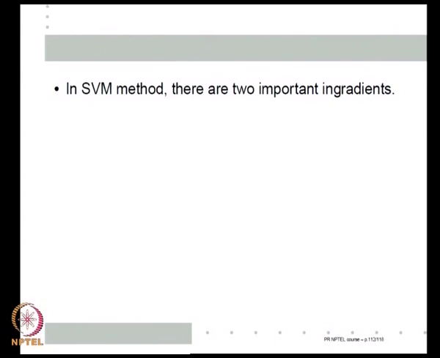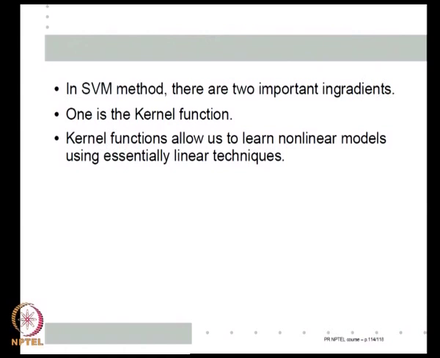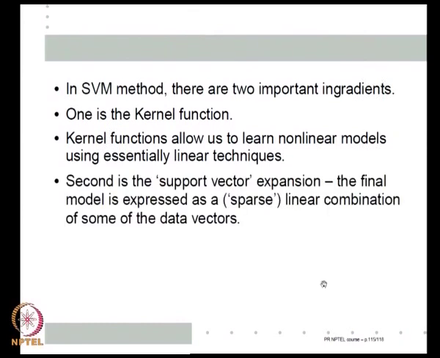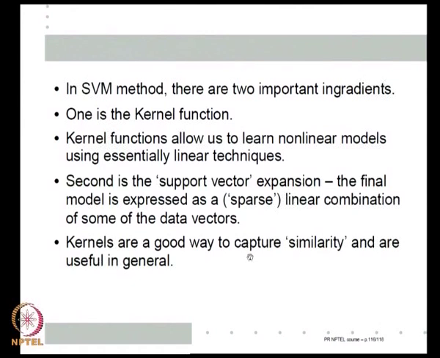Okay. So, to go further on this, let us see that the SVM method has two important ingredients. One is the kernel function. The kernel function allows us to learn a nonlinear model using essentially linear techniques. The second one is the support vector expansion. The final model is expressed as a linear combination of data vectors and is often sparse, because many of the Lagrange multipliers may be 0; except for the support vectors, for the rest of them the Lagrange multipliers are 0. So, there is the support vector expansion. The final model is expressed as a sparse linear combination of the examples. Both these are very useful things, right.